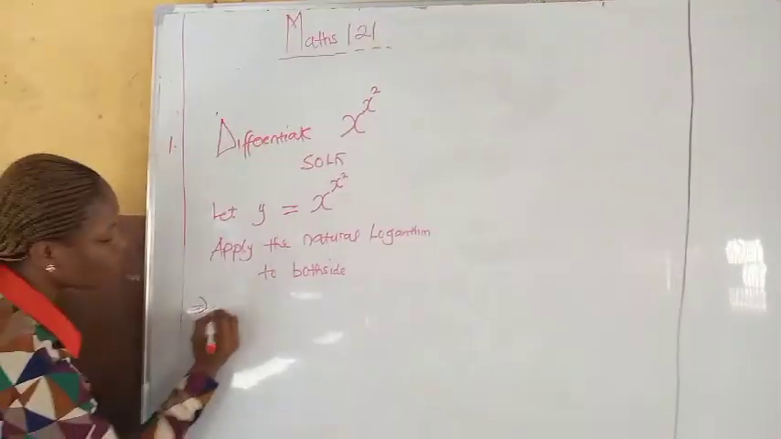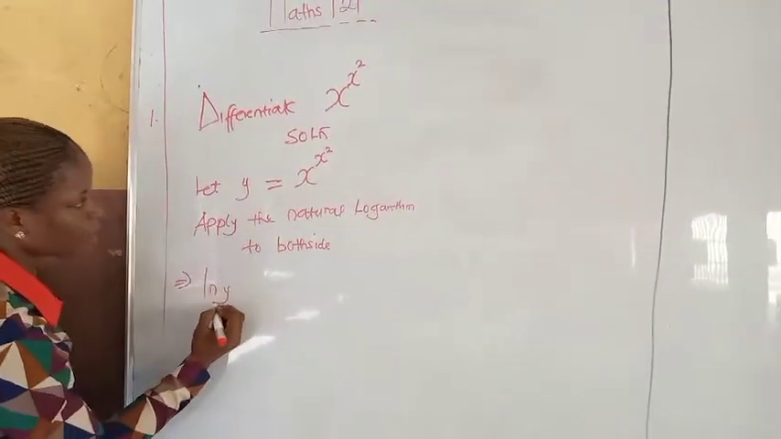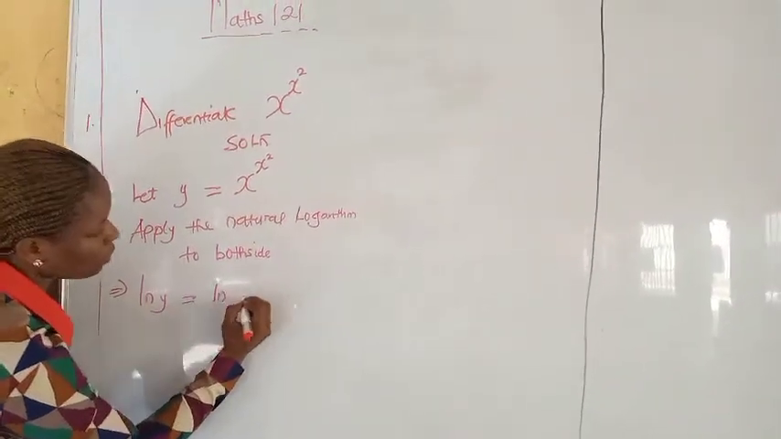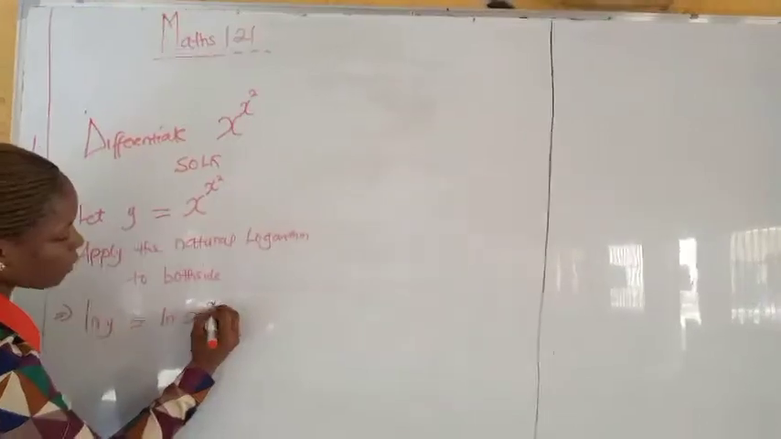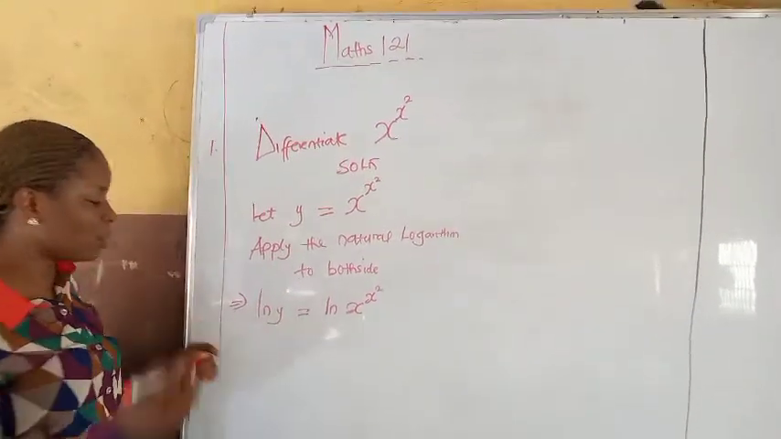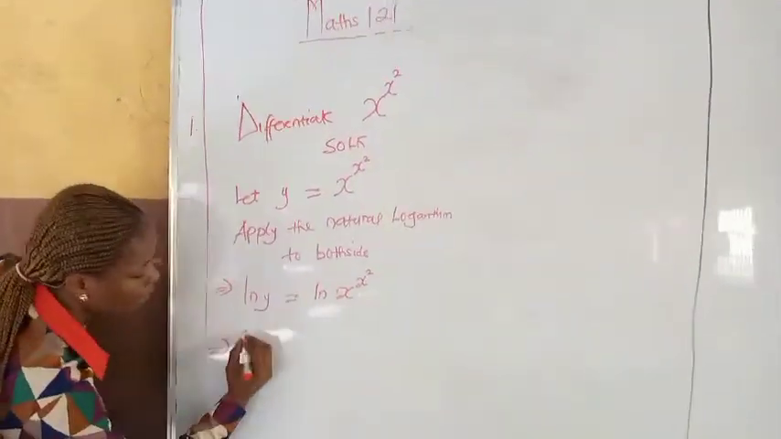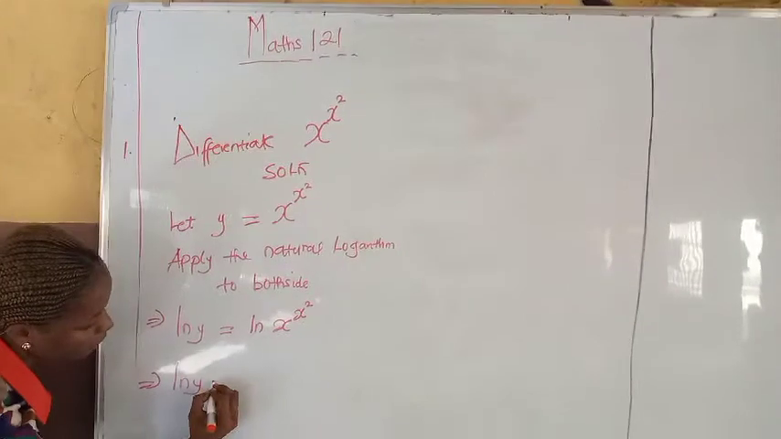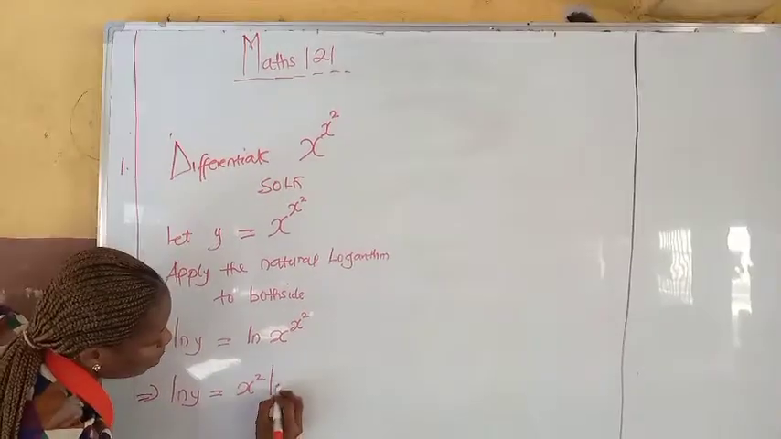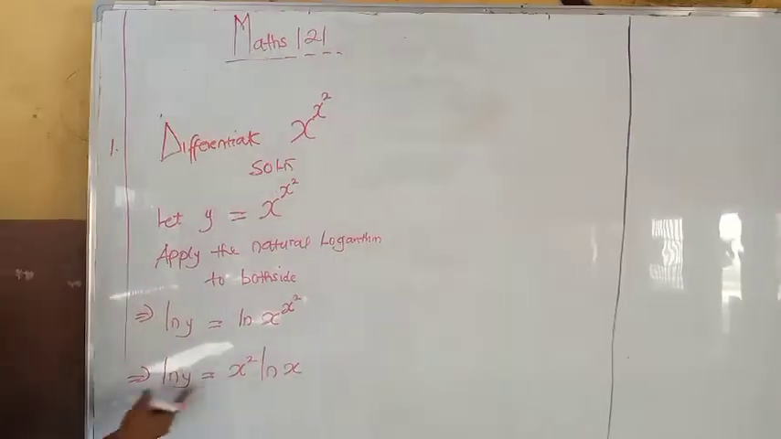You have that the natural log of y is equal to the log of x raised to the power of x squared. From the law of logarithm, I can bring the power to this side, so I can rewrite this for an easy solution to have x squared times the log of x.